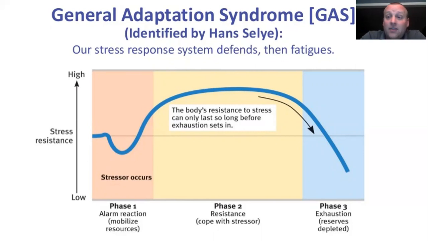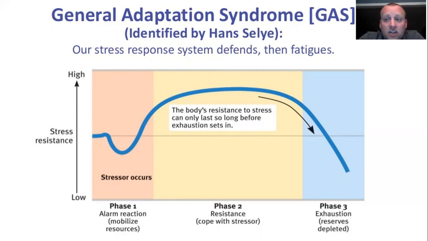Okay, and then you go into what we call the resistance phase, where you start to cope with that particular stress. And the body can handle that for only so long. Okay, again, that resistance phase cannot last forever. Eventually, your body is going to protect itself and start to go on the downslope.